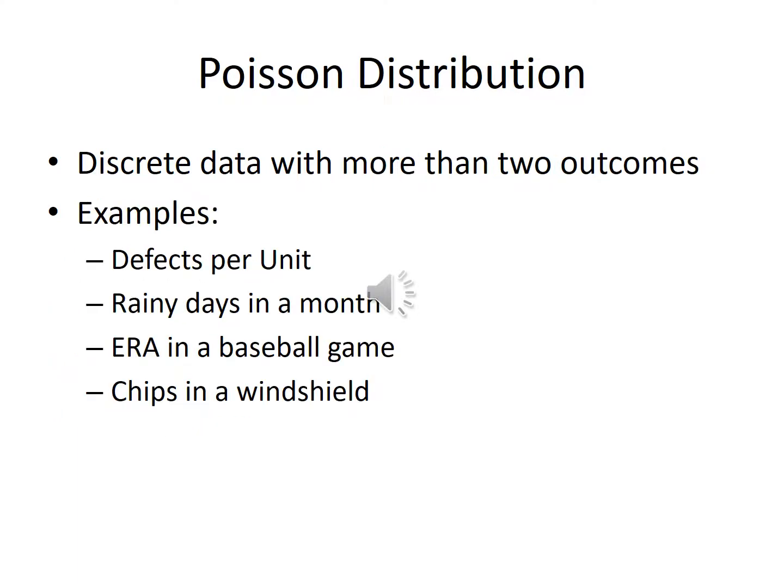The next one is Poisson. This is another discrete data with more than 2 outcomes. For example, defects per unit, defects on my car, rainy days in a month, ERA in a baseball game. And if you look at the discussion, we're going to figure out how ERA is a Poisson, chips in a windshield, things like that. Discrete with more than 2 outcomes.